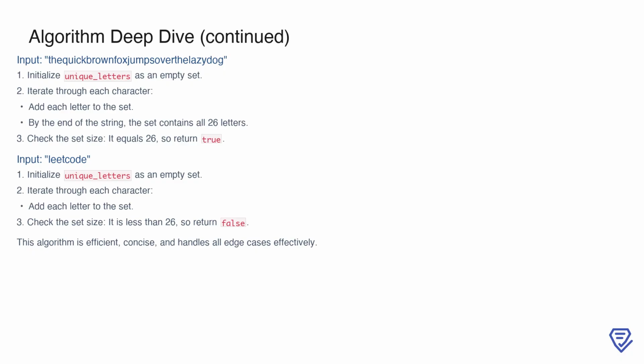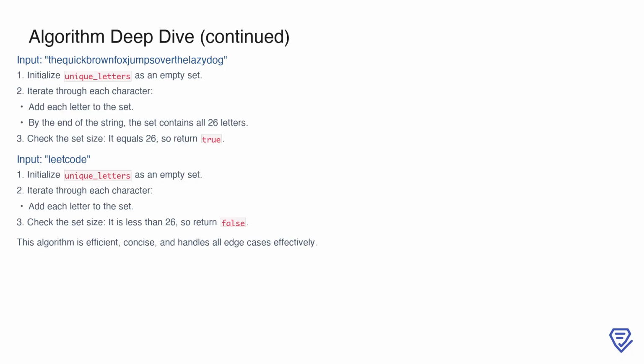Now, take the input "LeetCode." Again, we initialize an empty set and add each character to it as we iterate through the string. However, by the end of the iteration, the set contains only a few unique letters, and its size is less than 26. Therefore, we return false, as this string is not a pangram. These examples demonstrate how the algorithm efficiently handles different cases, ensuring correctness and optimal performance.